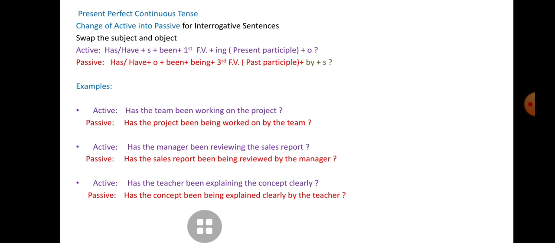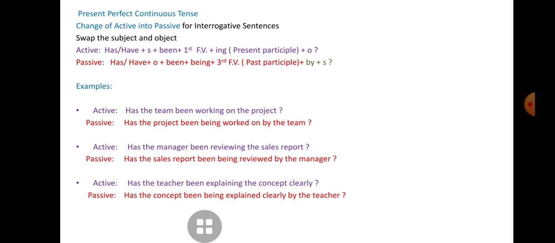Change of active into passive voice for interrogative sentences when the tense is present perfect continuous. So swap the subject and object. The sentence structure for the active voice will be has or have plus subject plus been plus first form of verb plus ing, that is called present participle, plus object, and then we put the sign of interrogation at the end.